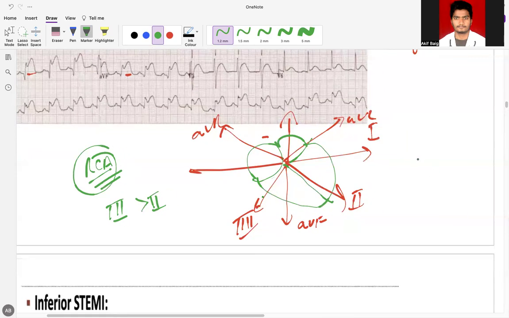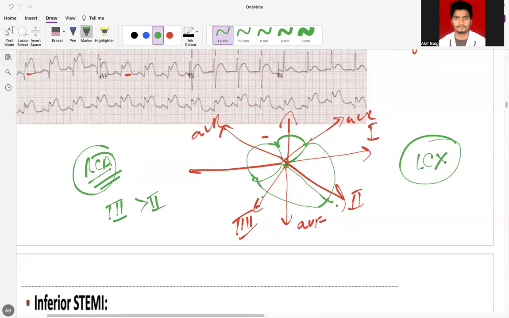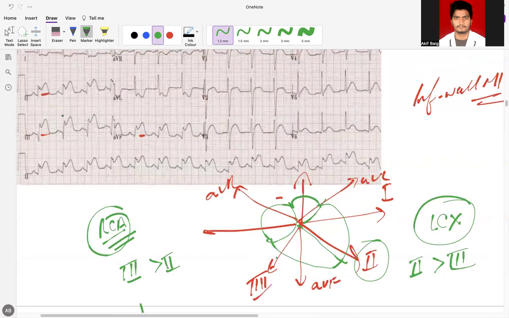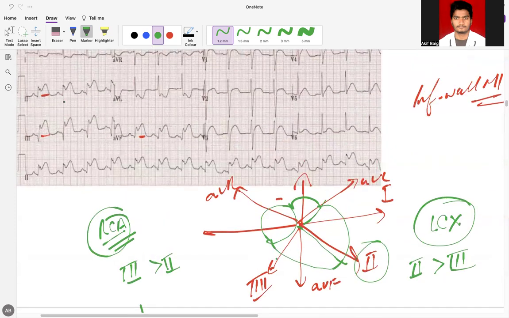Supposing a patient has an inferior wall MI due to left circumflex artery occlusion. The left circumflex artery is more near the septum and towards the interventricular septum, and also supplies the inferior wall, but it is more in the direction of lead 2. That's why the lead 2 elevation will be more here when compared to lead 3. In this patient, you can see lead 3 elevation is higher when compared to lead 2. So you can suggest that this patient will have a right coronary artery occlusion.